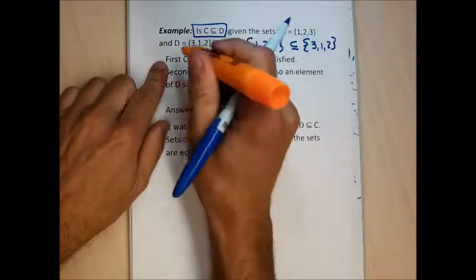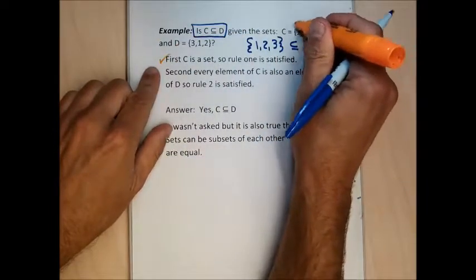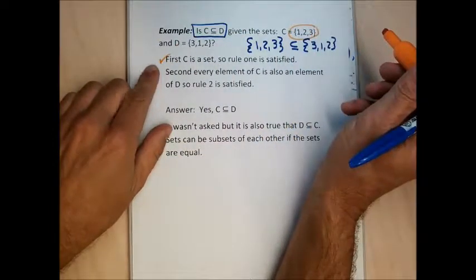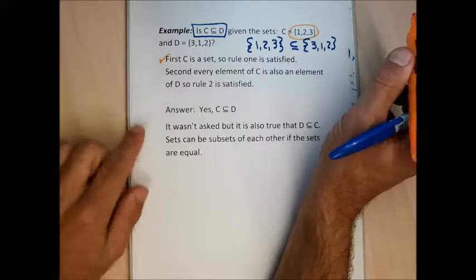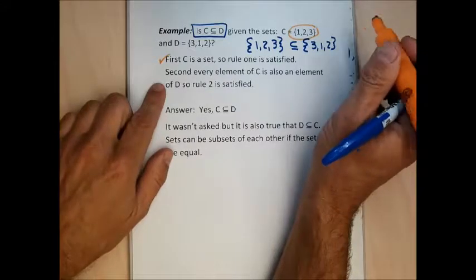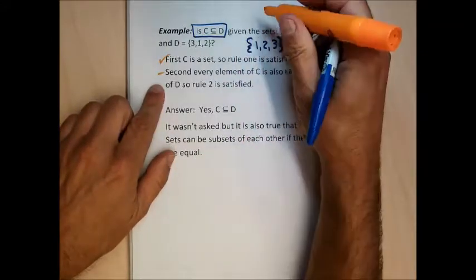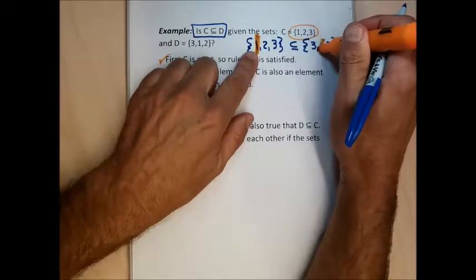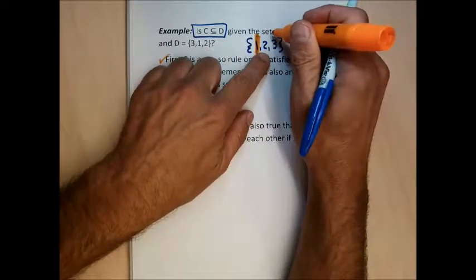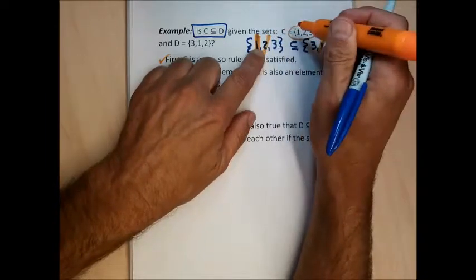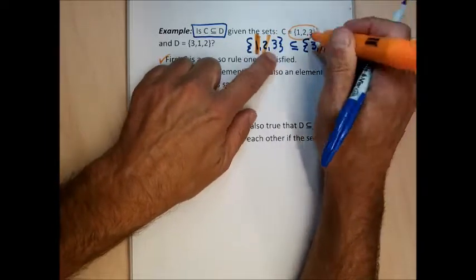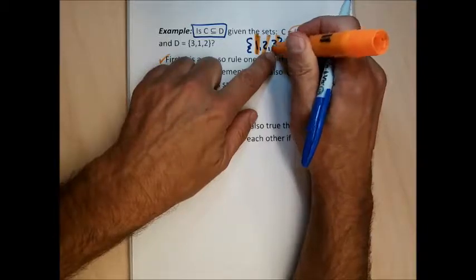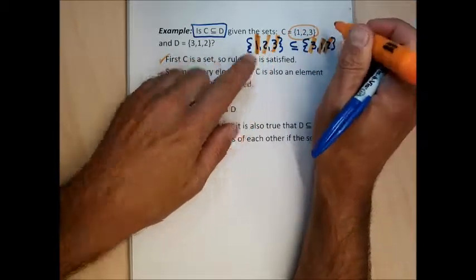The first rule is C has to be a set. Because C's in set braces, it's a set, so it satisfies the first rule. Now let me see if every element in C is also in D to check on the second rule. So the elements of C are 1. 1 is in C. It's also in D. The second element of C is 2. 2 is in C. It's also in D. The third element of C is 3. 3 is in C. It's also in D.